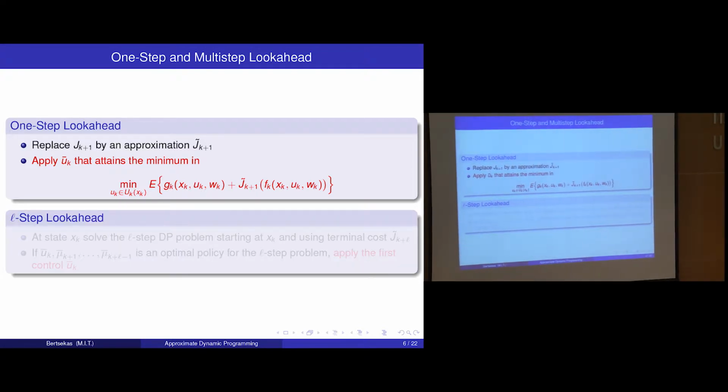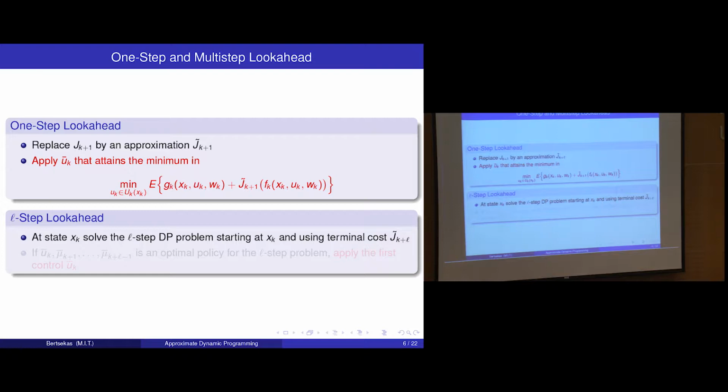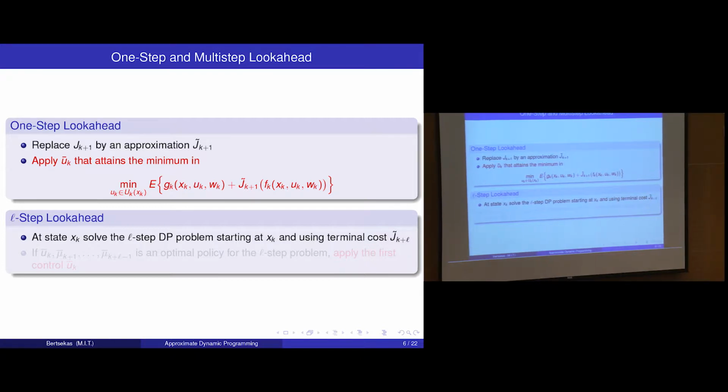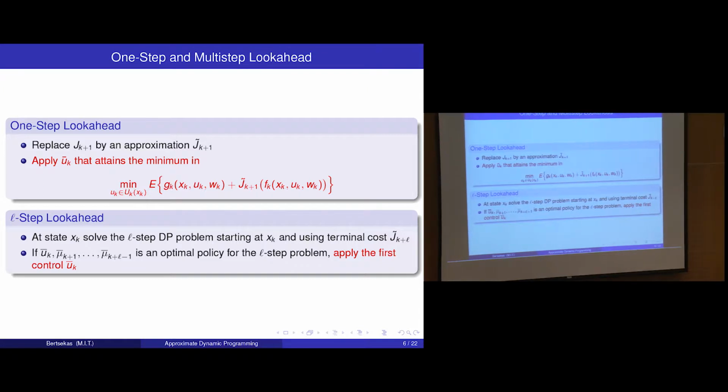Now in L-step look ahead, instead of solving a one-stage minimization, we solve an L-step minimization, which involves a shorter L-step dynamic programming problem that starts at xk and uses as terminal cost function some J tilde at the end. And if an optimal policy for this L-step problem starts out with uk bar and also involves some additional control functions, then we just apply the first control. And then we move to the next state. We look at a horizon of L steps again, a rolling horizon. We do another minimization, obtain a control, and so on. And that's the way we go.